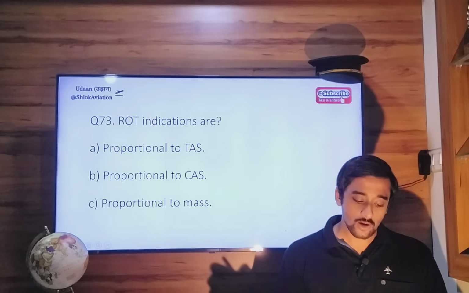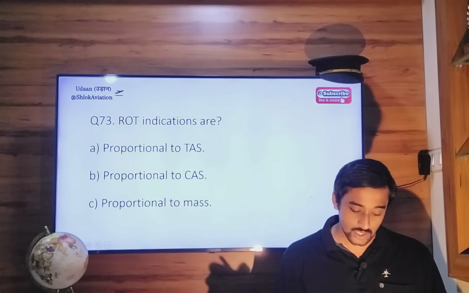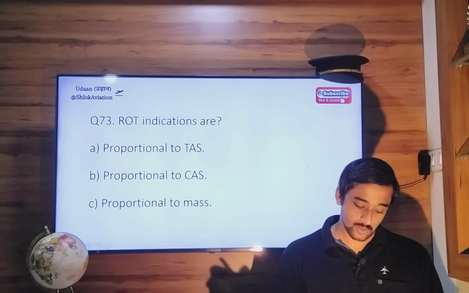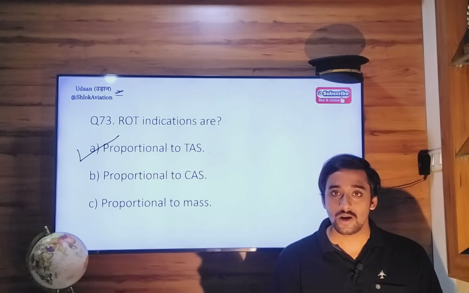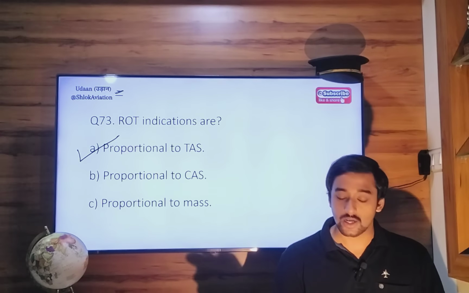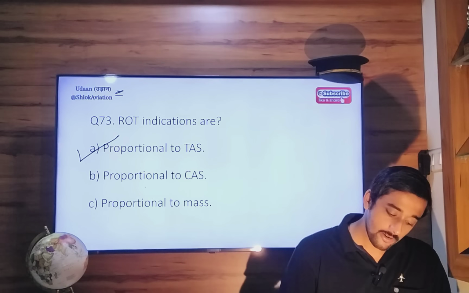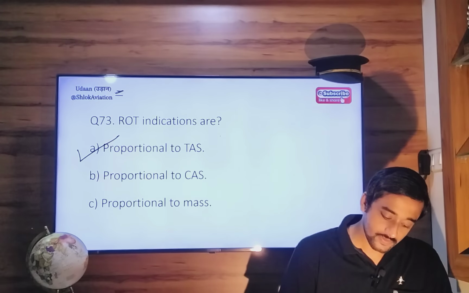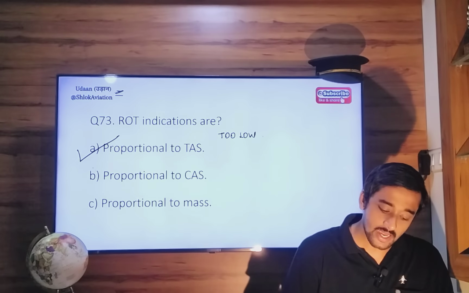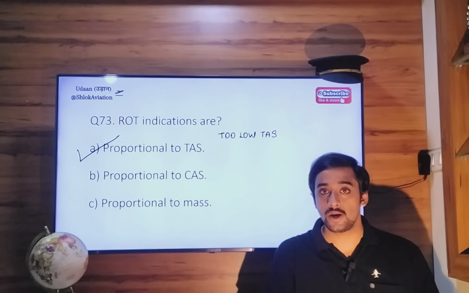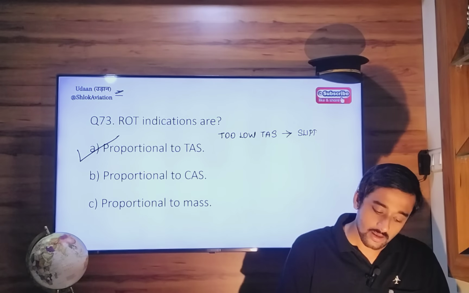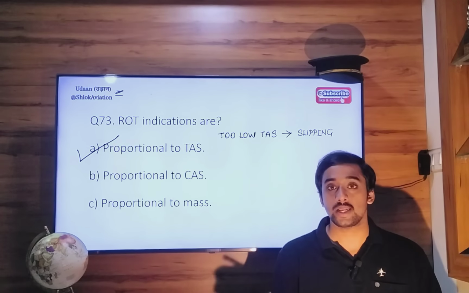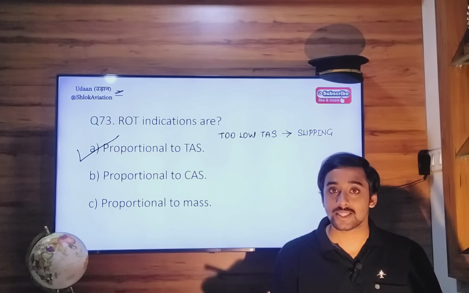Question 73. Rate of turn indications are proportional to TAS, true airspeed; proportional to calibrated airspeed; proportional to mass. Now always remember rate of turn indications are proportional to true airspeed. Now if you're flying at a too low true airspeed and you're trying to turn your aircraft left or right, in that case, you will be slipping. You will not perform a coordinated turn, you will perform an uncoordinated turn, such as slipping.